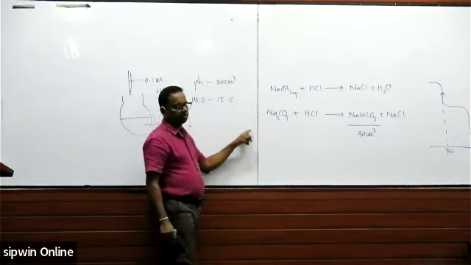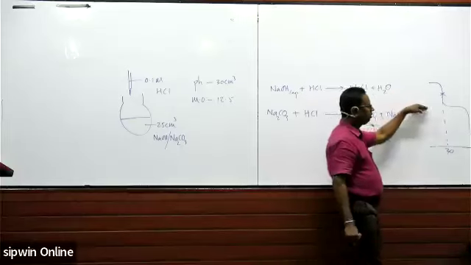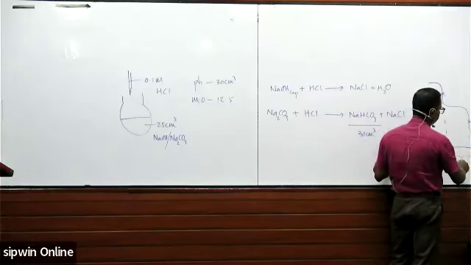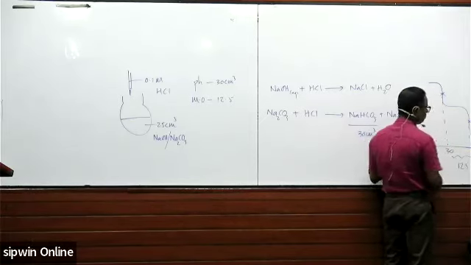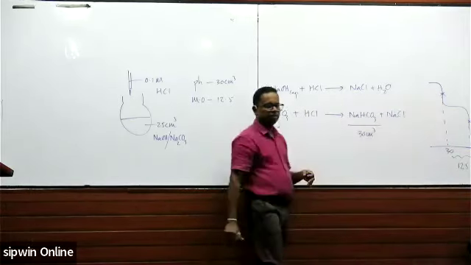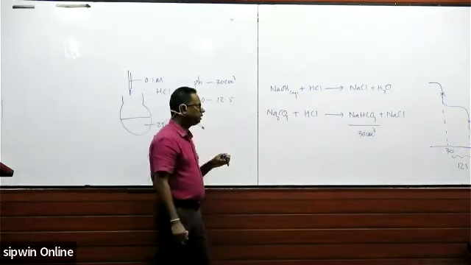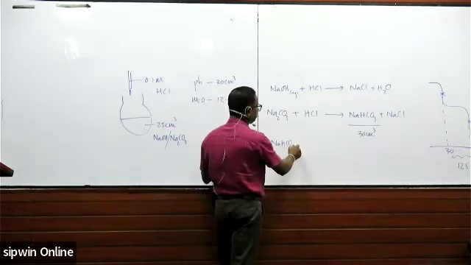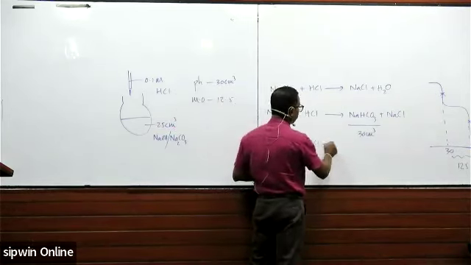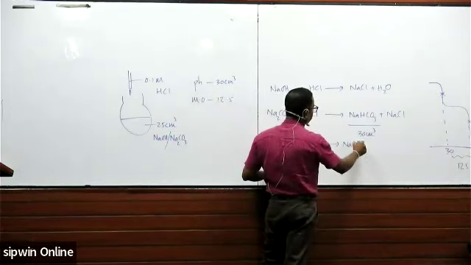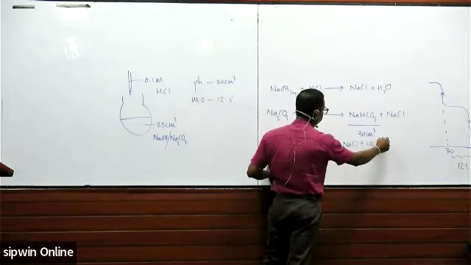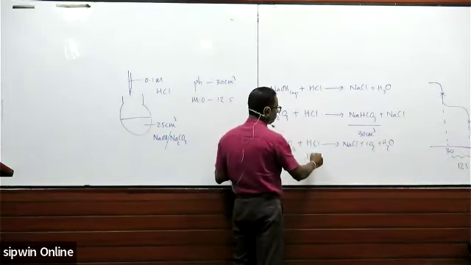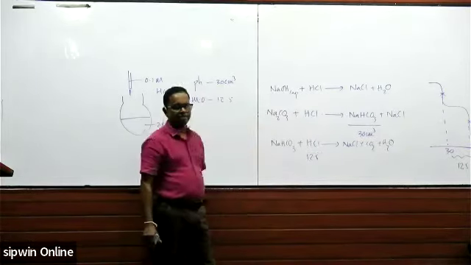Then methyl orange added. After this one, methyl orange added and then another 12.5. Given like that way, no? Another 12.5. That means this process, sodium bicarbonate with HCl gives sodium chloride, carbon dioxide, water. For this one, 12.5. That's the idea.